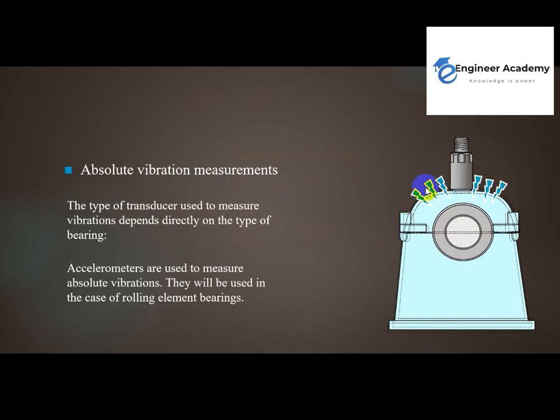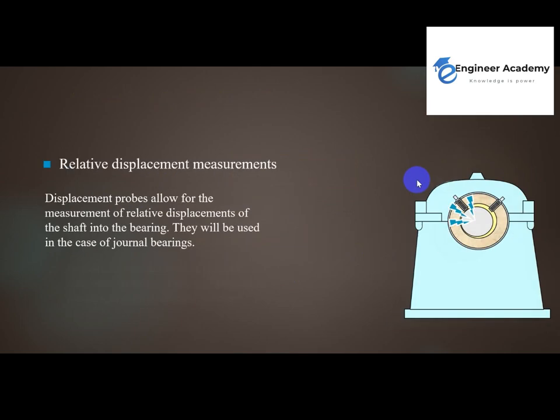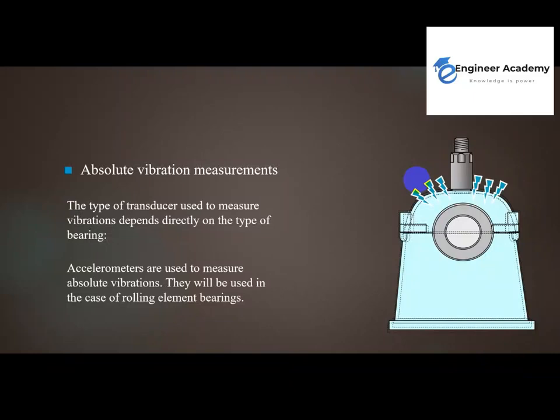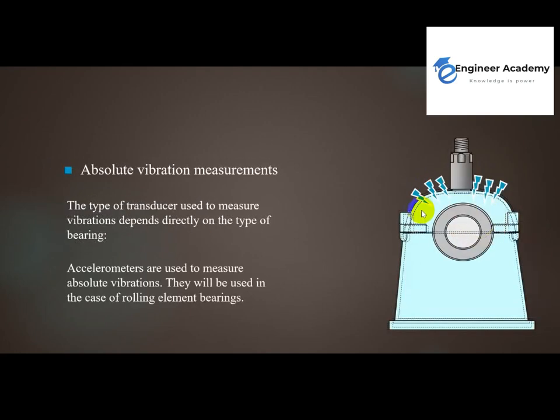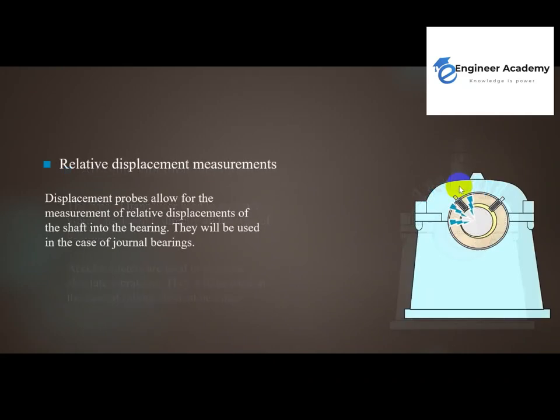But first of all, we need to know what types of vibration measurements we have. We have two main types of vibration measurements. One is the absolute vibration. Second is the relative vibration. For absolute vibration, we are measuring the overall vibration of the whole machine. But for relative vibration, we are using a proximity probe to measure the relative movement between the shaft and housing.